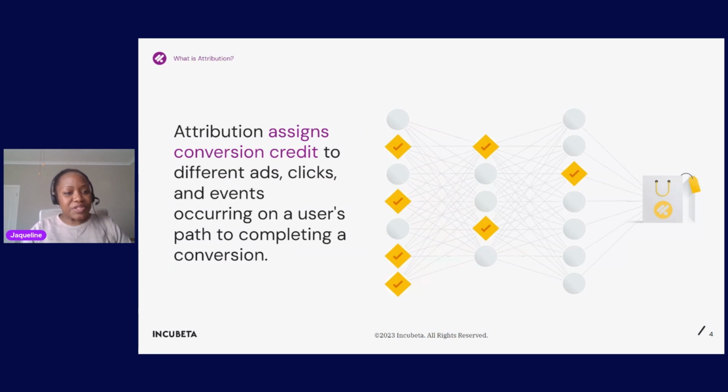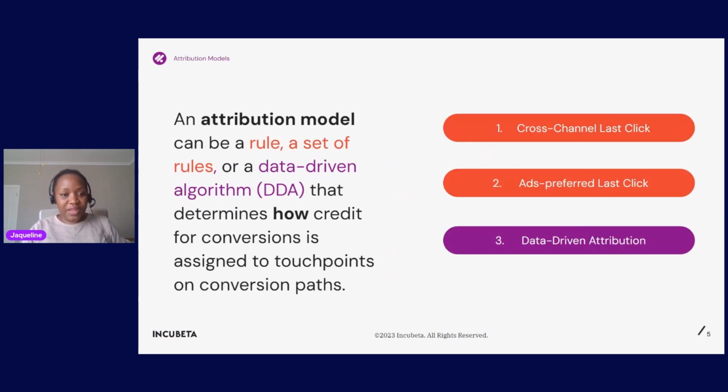What is attribution? Attribution assigns conversion credit to different ads, clicks, and events occurring on a user's path to completing a conversion. An attribution model can be a rule, a set of rules, or a data-driven algorithm that determines how credit for conversions is assigned to touchpoints on conversion paths.